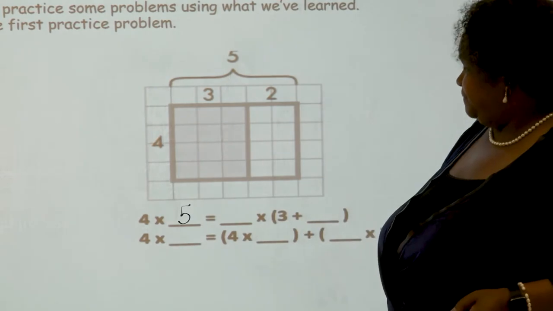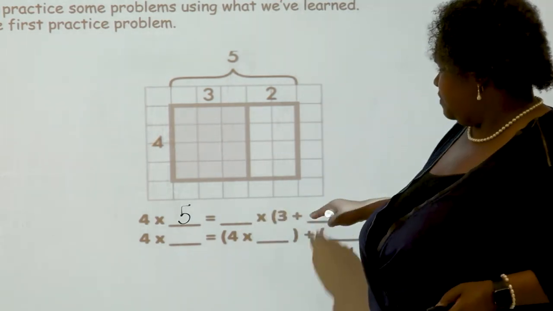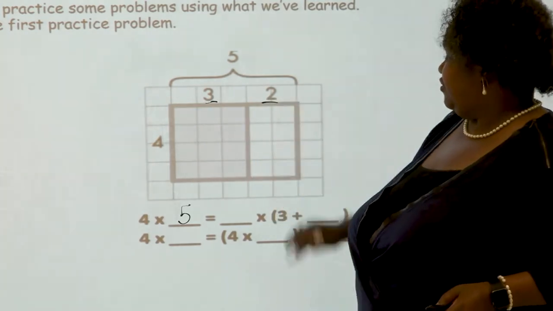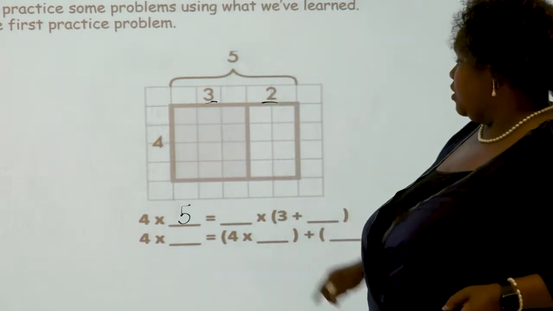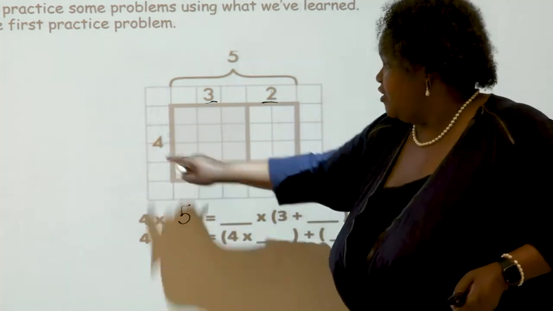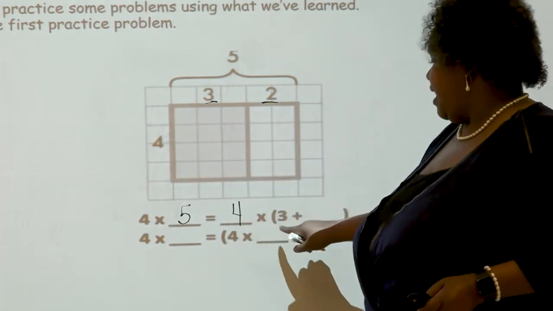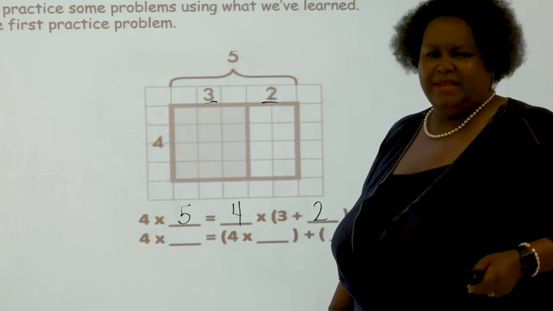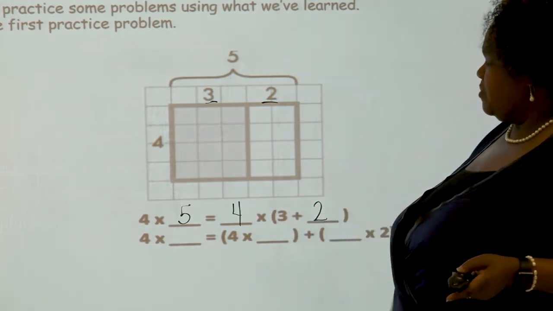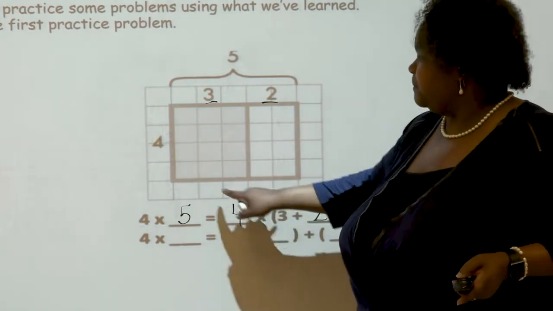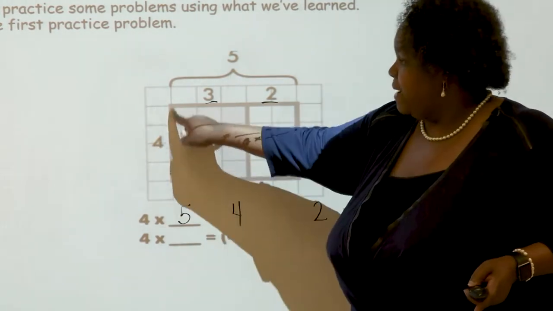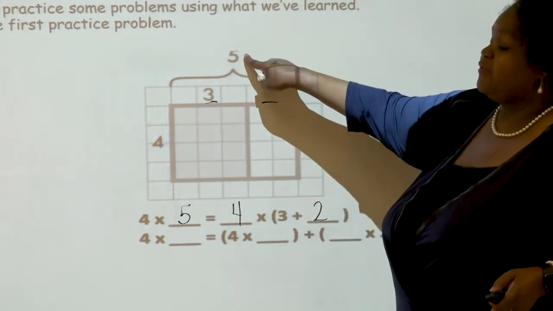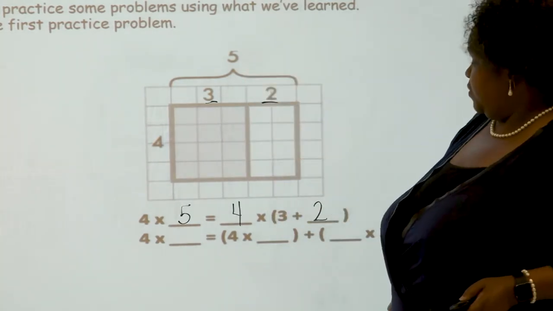Okay, now, let's look at our next blank. The 5 is now a 3 and a 2. So, 4 times 5 is equal to 4 times 3 plus 2. Make sure you understand where I'm getting my numbers from. I got my 4 from my length. My 3 and 2 were broke apart from the 5 as the width.